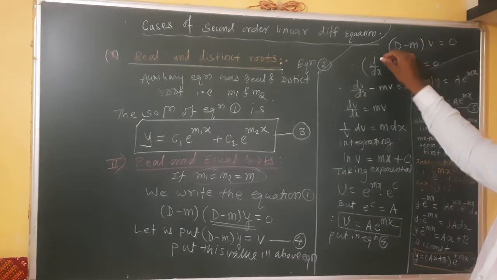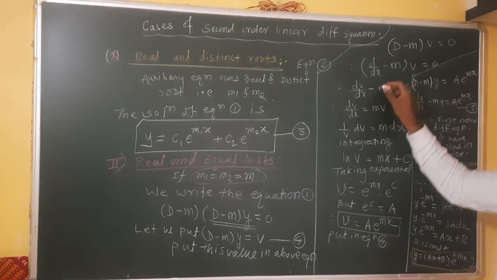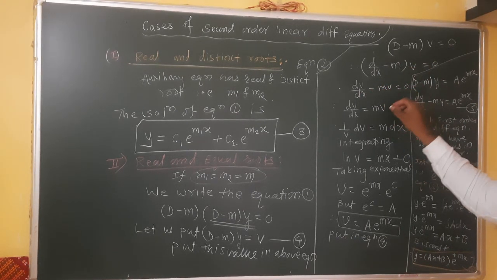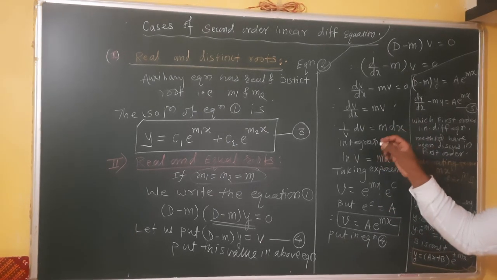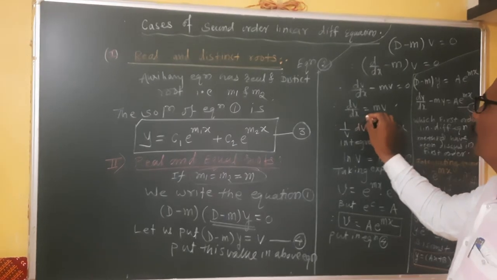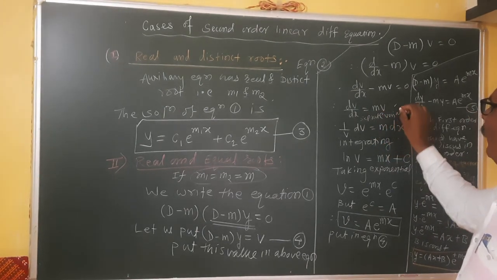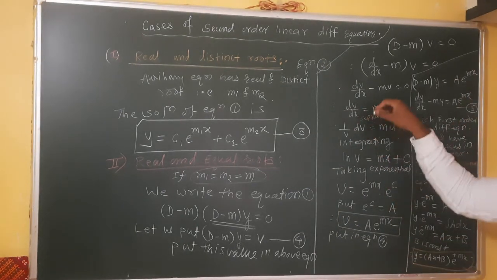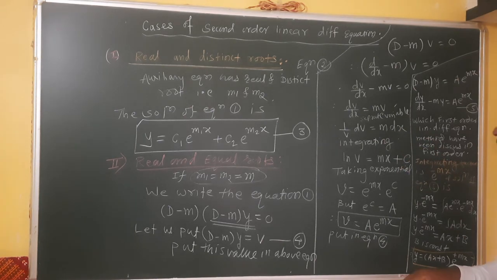D is nothing but d by dx, so (d by dx minus m) into v is equal to 0. Solve this equation. dv by dx minus mv is equal to 0. Here minus becomes plus, dv by dx is equal to mv, and separate the variables. Separate the variables, v on one side, dx on the other side: 1 upon v into dv is equal to m into dx. Integrating both sides.